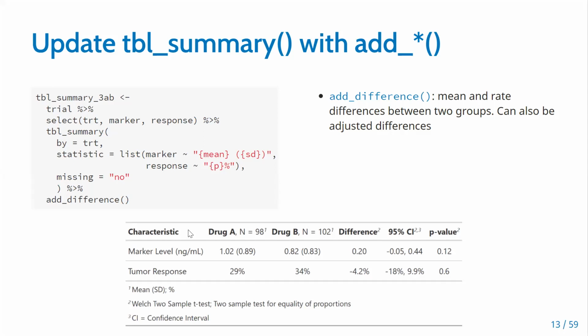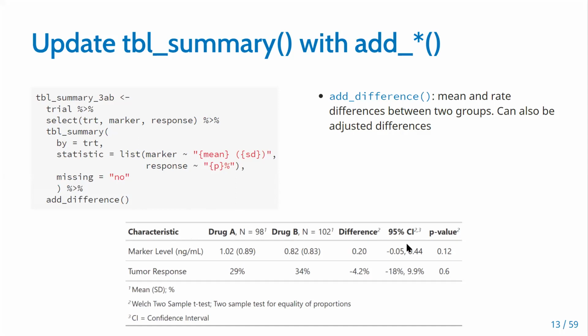So in this example, let's say that these patients received drug A or drug B, and we want to know how their tumors responded and what their post-treatment marker levels were. It's very, very simple to do that by just piping in an add difference function, and it will look at this marker and say, oh, that's a continuous variable. I'm going to put in a mean difference there. That's the default. There are all types of differences you can add.